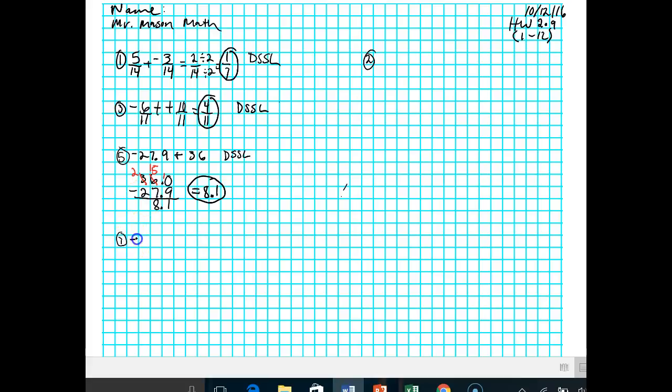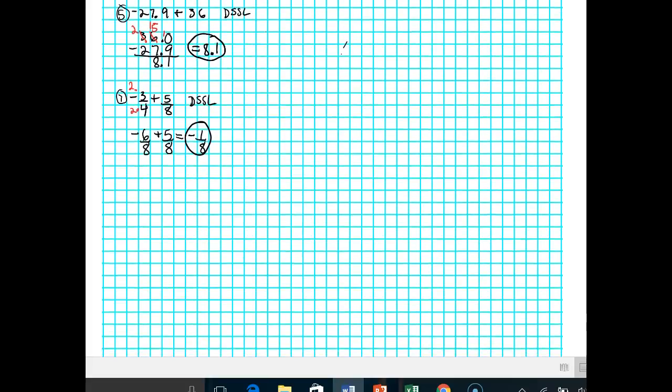Negative 3/4 plus 5/8. So we have 2 fractions with unlike denominators, so we've got to find common denominators first. So multiply by 2. Multiplied by 2. That should give us negative 6/8 plus 5/8. This is a DSSL problem. You could go ahead and write DSSL here again. Negative 6 plus 5 is negative 1/8. And that should be your answer.